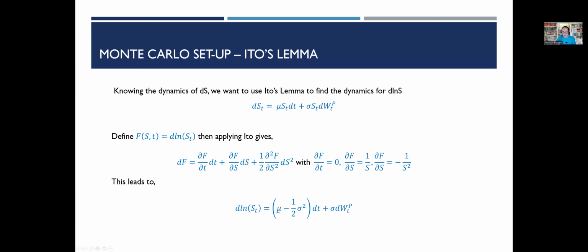And then what you'll see is very similar to the dynamics for S, except that if you had done ordinary calculus, you wouldn't have this minus half sigma squared term here. That's what Ito calculus has done. It has included this quadratic variation term, which is an adjustment on the drift. Now we have the dynamics for the d ln S, under the real world measure.